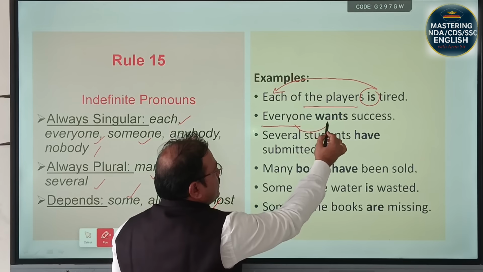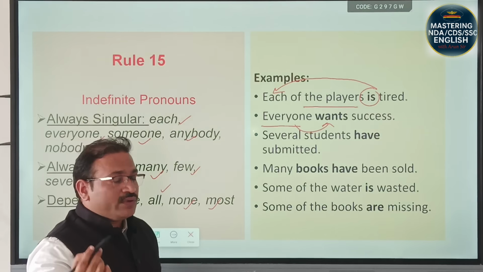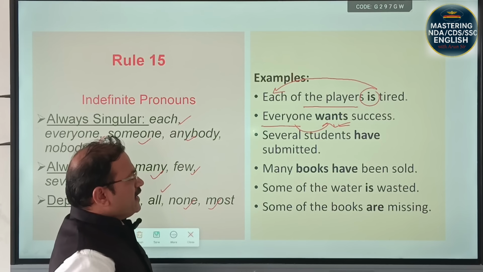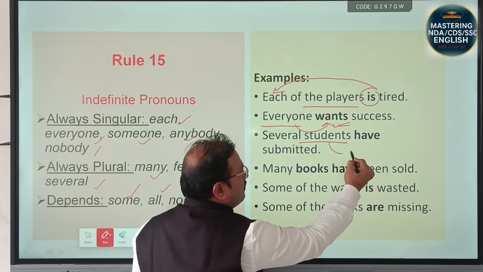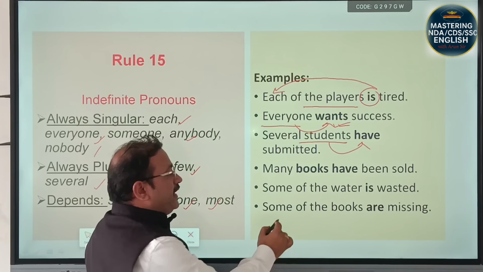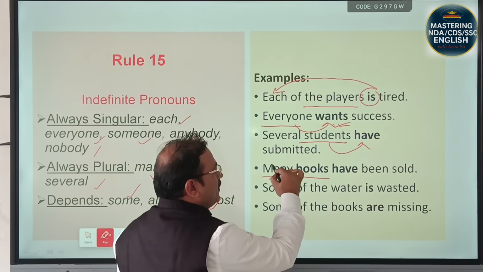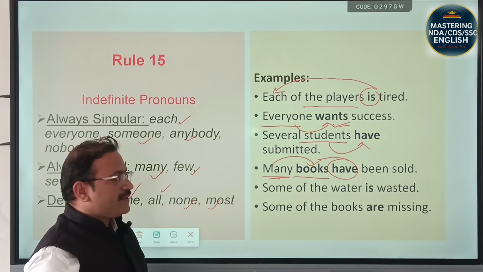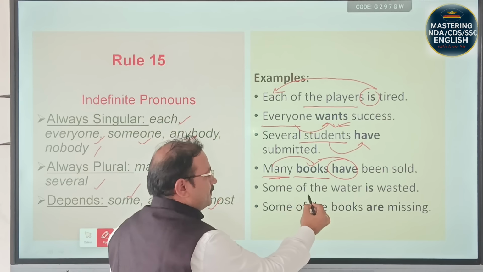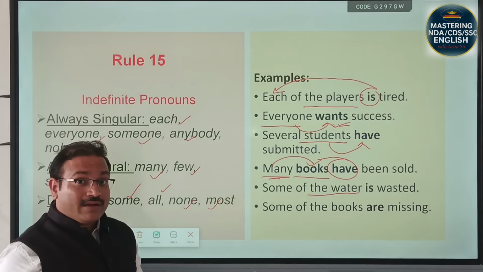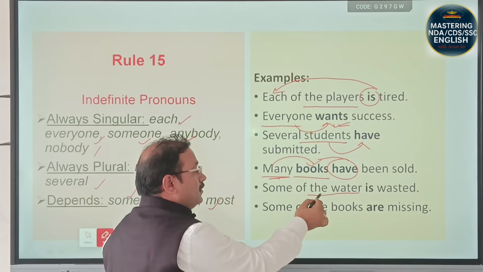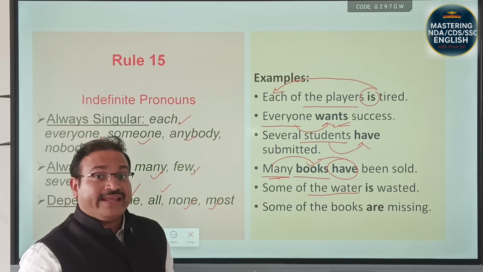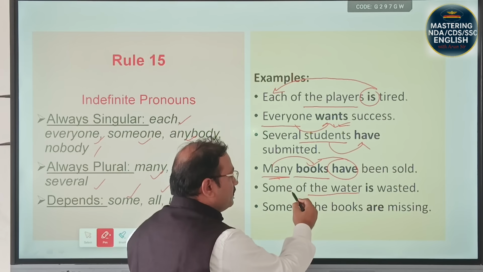Everyone wants. Why? Because the indefinite pronoun is singular. A singular subject takes a singular verb. So everyone wants. Several students, plural verb. Many books, many is plural, taking a plural noun. So have, a plural verb. Some of the water. What is water? Uncountable. So some of the uncountable will be uncountable. Uncountable is singular, so take a singular verb.